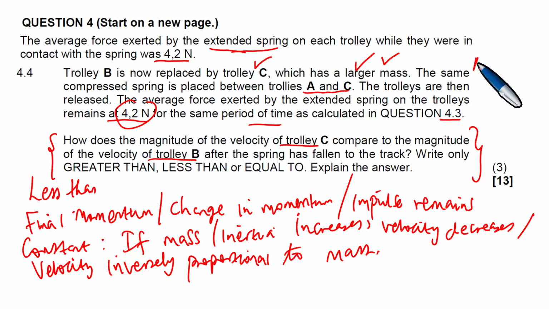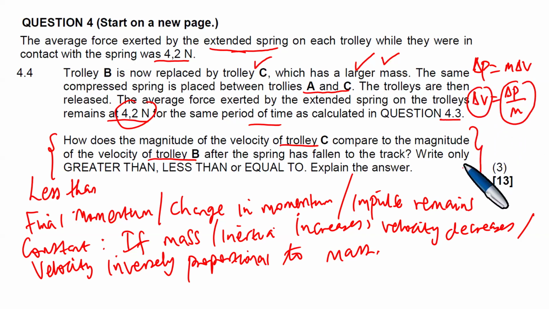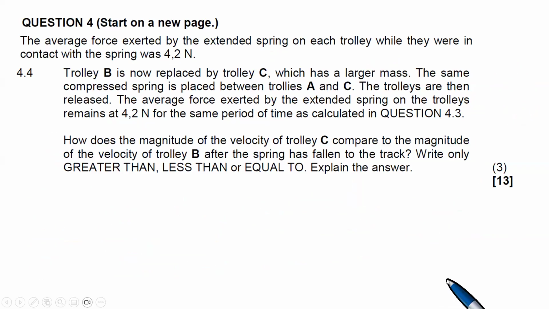In the sense that change in momentum is m delta v. And so now when we use delta v divided by m, velocity is inversely proportional to mass, because mass is in the bottom. It's at the bottom, so velocity is inversely proportional to mass. Let's look at the next question.